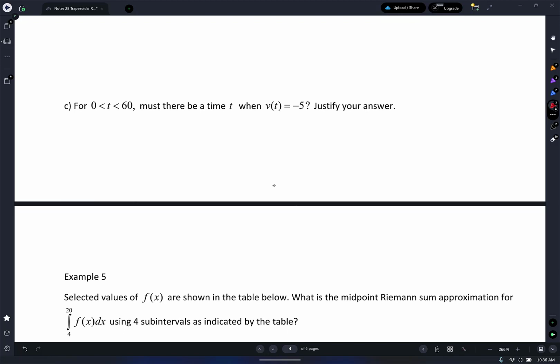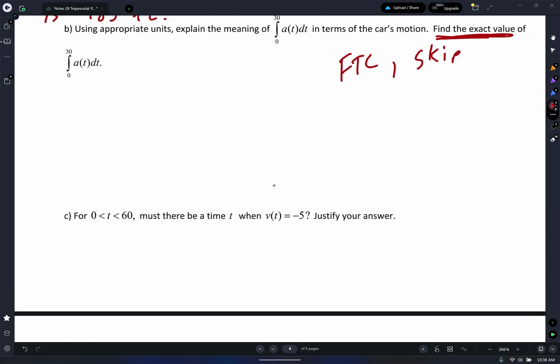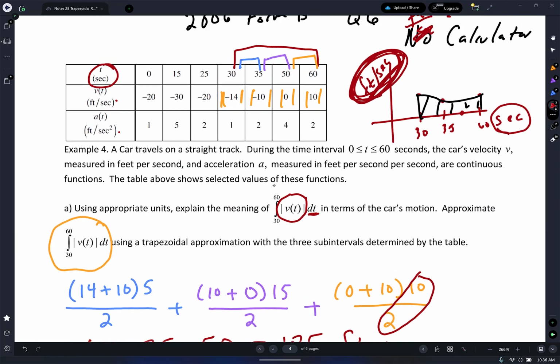Letter C. Between 0 and 60, and this one we do know. Must there be a time when v of t is negative 5? Justify your answer. You tell me. Yes, why? What's in the graph? You've got to tell me more than just yes. You've got to give me a reason.